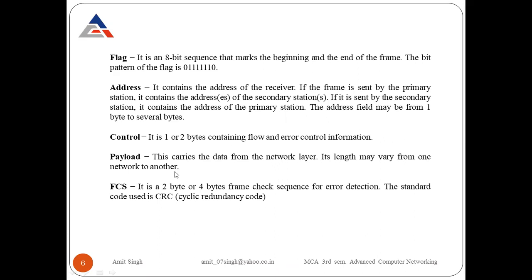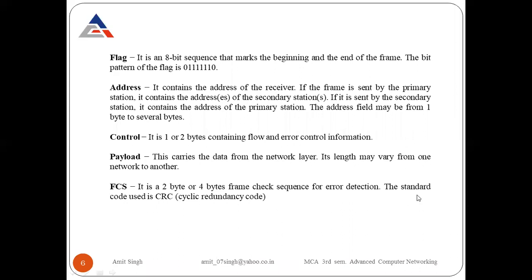So what it means, it contains the data from the network layer, or you can simply say it holds the data, the actual data that is traveled from one node to the other node. Now the next is FCS. It is a 2 byte or 4 byte frame check sequence. FCS stands for frame check sequence for error detection, or you can say FCS is used for the error detection.